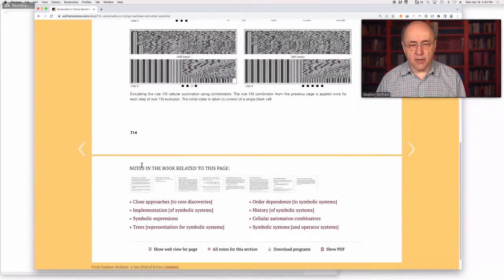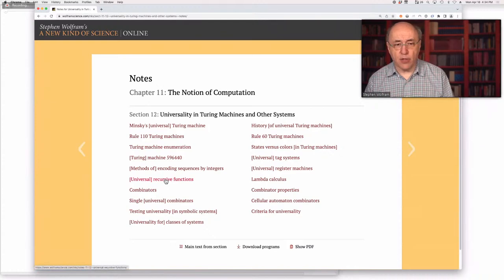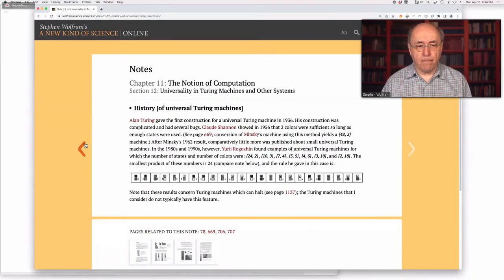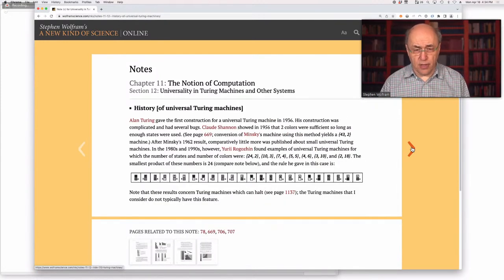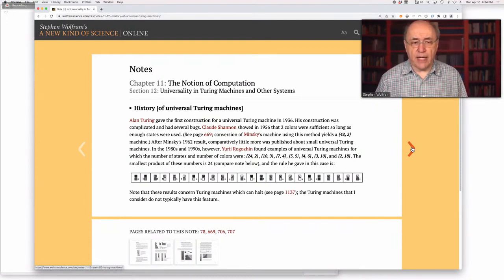Let's see. I think there were a few more notes in this section. I talk about the history of universal Turing machines. Minsky's universal Turing machine is the one that Marvin Minsky talked about in 1962. There were various Turing machines found that didn't really ever make it below Marvin's result.